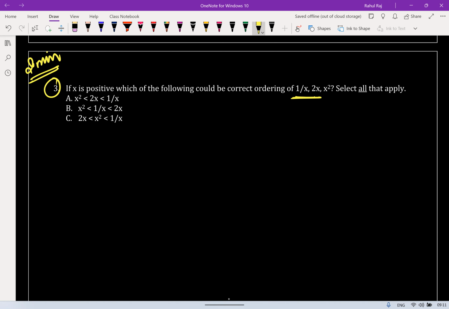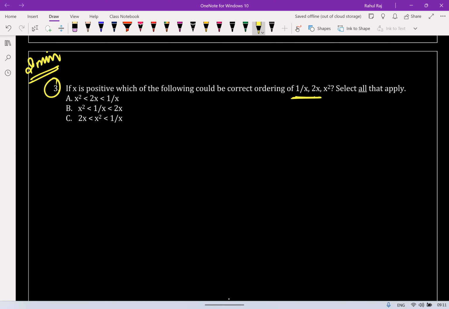Yes, please tell me. For this one, I plugged in numbers because it says X is positive. I plugged in 3 samples: I did it with 2, with 3, with 4. On the number line, this would lie as 1 by X is less than 2X is less than X squared, but the answer is A. That's the only one that applies. X squared is less than 2X is less than 1 by X. No, that's wrong.